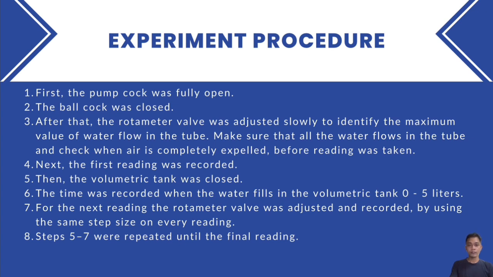Next, the first reading was recorded. Then the volumetric tank was closed, and the time was recorded when the water filled the volumetric tank from 0 until 5 liters. For the next reading, the rotameter valve was adjusted and readings recorded using the same step size on every reading. And lastly, steps 5 until 7 were repeated until the final reading.